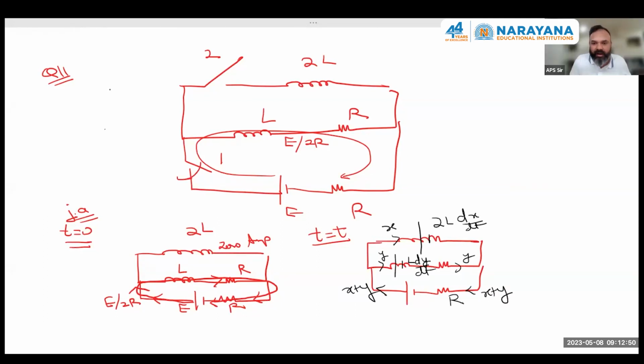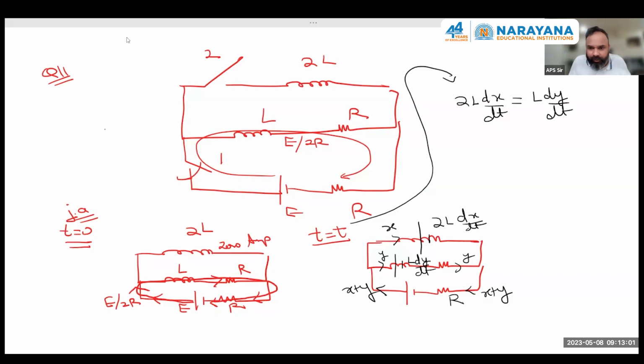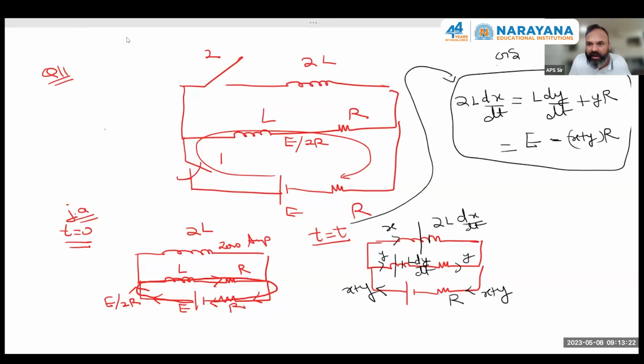This resistance is R. Now you know that at t is equal to t, all the EMFs are equal. So 2L dx by dt is equal to L dy by dt plus Y into resistance R, I am assuming currents to be X and Y. And that is also equal to the EMF of this battery, that is E, and then again there is a minus, so minus (X plus Y) multiplied by R. This is the general equation, general state.